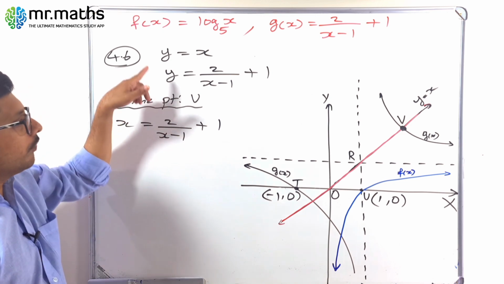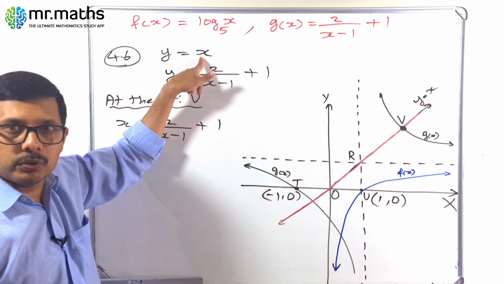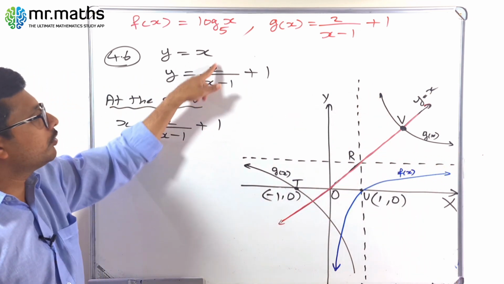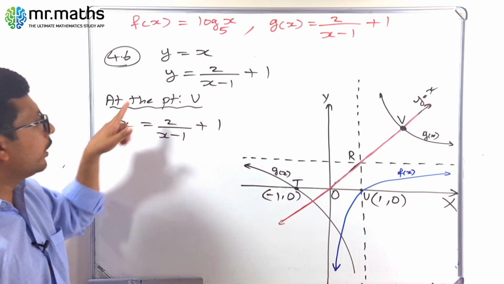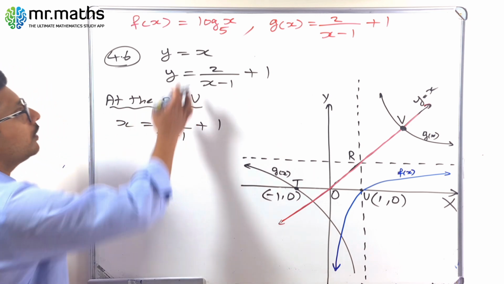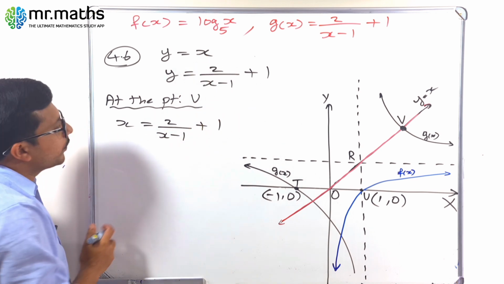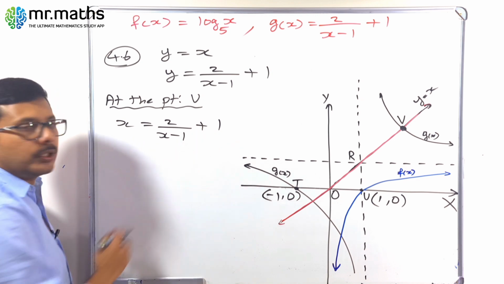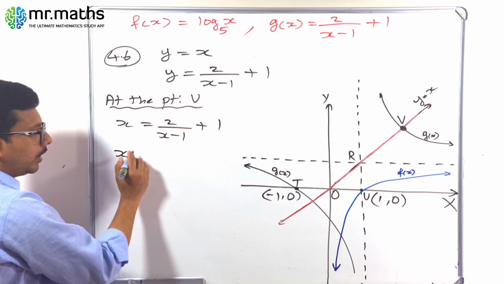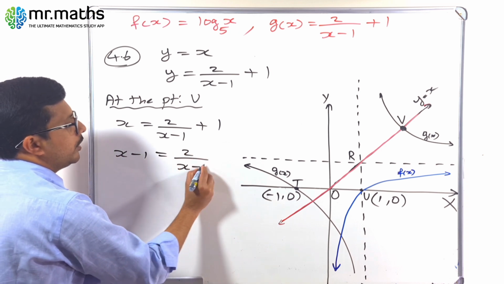So what is the equation of this one? y is equal to x, that means x is the equation. And what is the equation of this g of x? y is equal to this one, so this is the equation. At that point V, both the graphs are equal, so you can write x is equal to this one. Now we have to simplify this. Take this plus 1 to the other side, so it is minus 1. x minus 1 is equal to 2 divided by x minus 1.